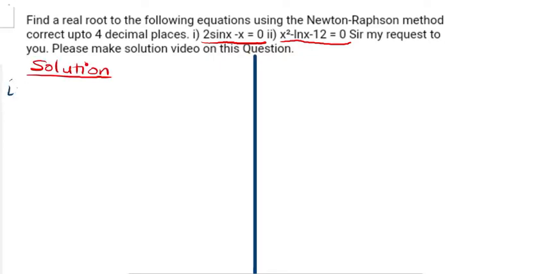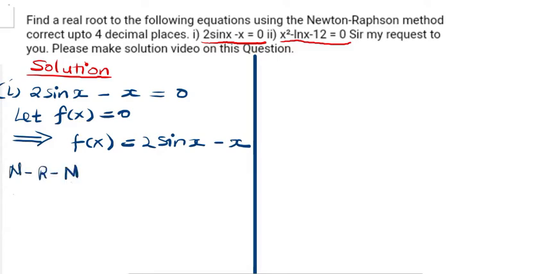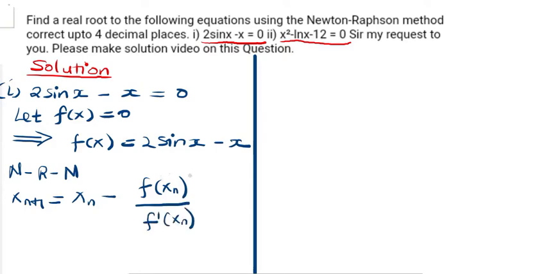Solution. Roman numeral 1, we have the equation 2 sine x minus x equal to 0. So first we are going to select f(x) to be equal to 0. This implies that f(x) is equal to 2 sine x minus x. Now they need us to use the Newton-Raphson method. We have that x_(n+1) is equal to x_n minus f(x_n) divided by the derivative f'(x_n). So we have a task to obtain f(x_n) and f'(x_n).